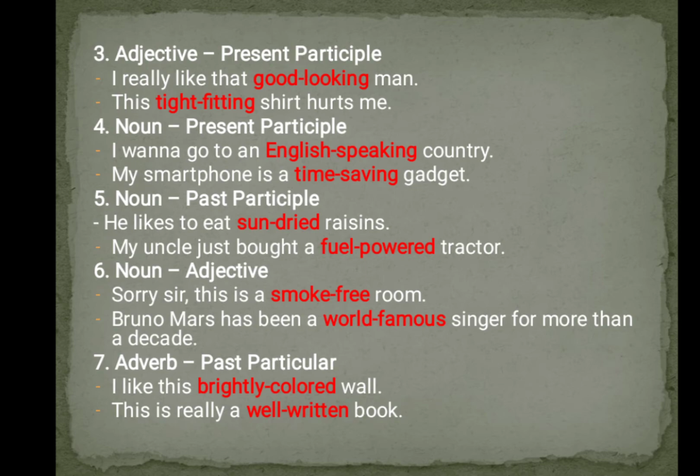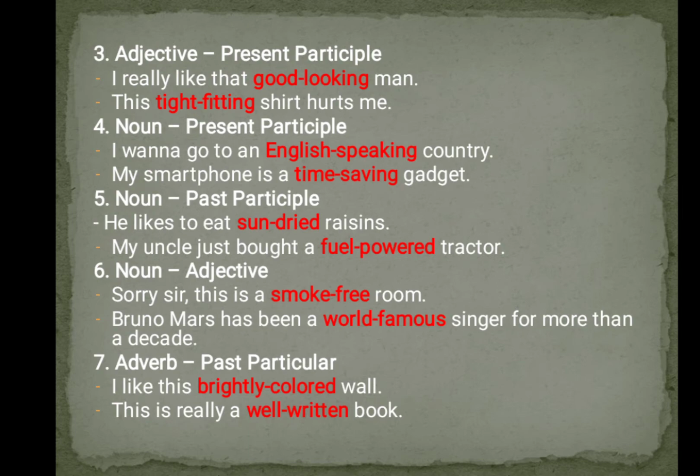Number 4 is noun plus present participle. For example, I want to go to an English-speaking country. My smartphone is a time-saving gadget. Number 5 is noun plus past participle. For example, he likes to eat sun-dried raisins. My uncle just bought a full-powered tractor.